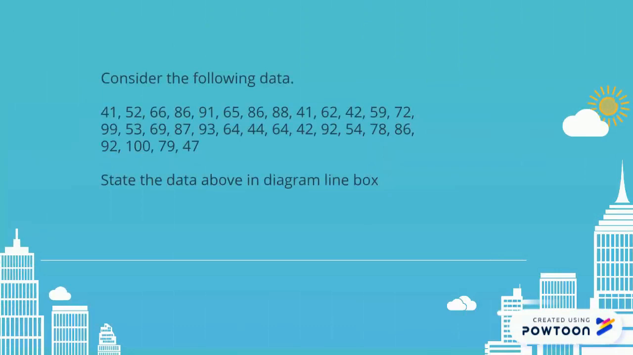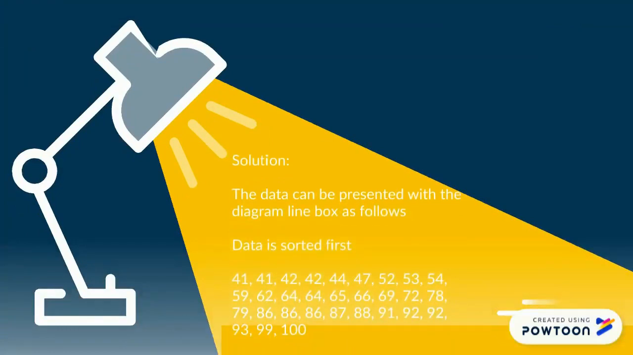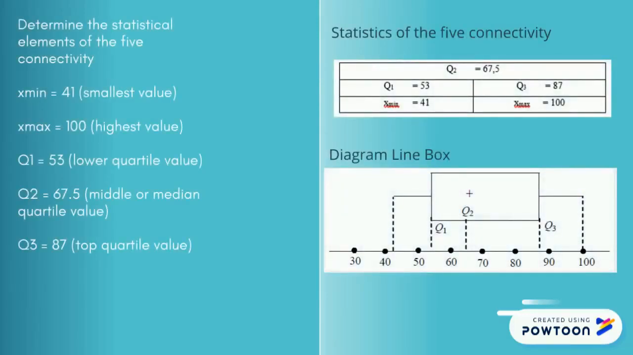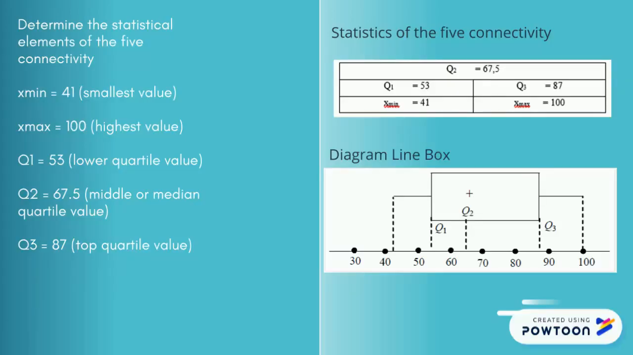Consider the following data. State the data above in a box plot diagram. Solution. The data can be presented with the box plot diagram as follows. Data is sorted first. Determine the statistical elements of the 5 statistics. Xmin, smallest value. Xmax, highest value. Q1, lower quartile value. Q2, middle or median quartile value. And Q3, top quartile value. Statistic of the 5 numbers.